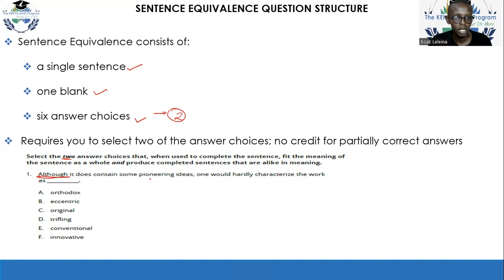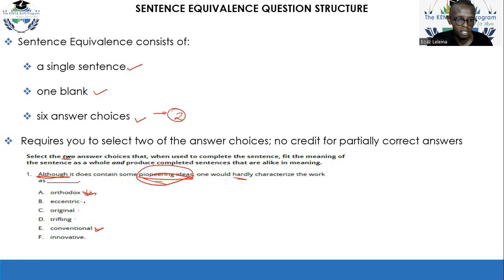meaning even though we are talking about it having some pioneering ideas, we're going to find something that goes against them saying pioneering ideas. So although will mean the opposite of whatever here. So even though it's a good thing, something is missing. So one would hardly characterize the work as orthodox, as eccentric, as original, as trifling, as conventional, as innovative. So orthodox here and conventional have the same meaning, but we are looking at pioneering ideas. So something that would mean it's not all about these pioneering ideas.